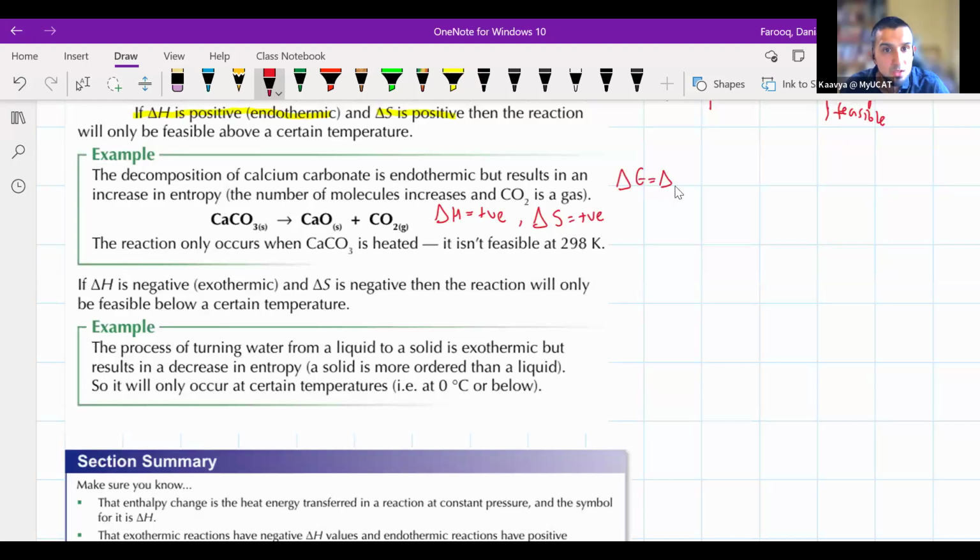Delta G equals delta H minus T delta S. So we have positive minus something, because T is always positive, so it's going to be minus something which is positive. As long as we subtract something big enough to take us to negative, then it will be feasible. So it will be feasible above a certain temperature.